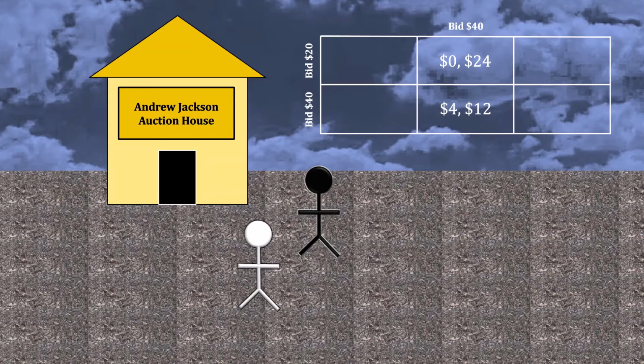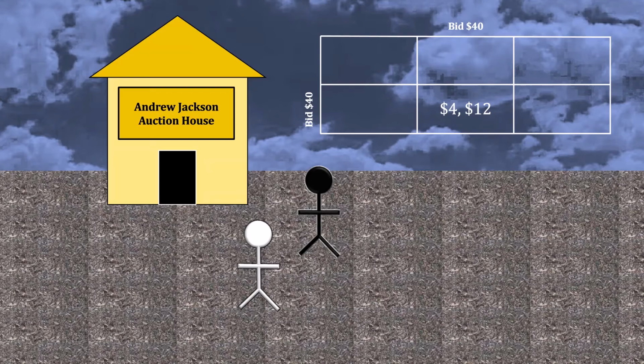Once we make that inference, your choice is easy. If you bid $20, you're guaranteed to lose. If you bid $40, you can eke out some profit. Consequently, that's what you should do. The answer to this puzzle is that you should bid $40.